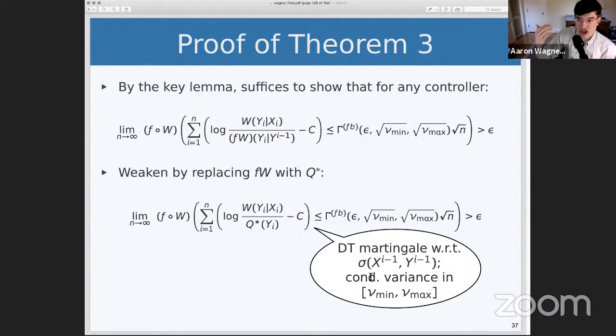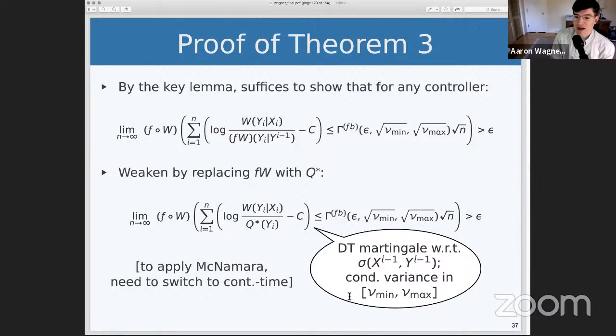So this is just like a discrete time version of McNamara's problem, right? It's a straight up discrete time version of McNamara's problem. We know the optimum controller for McNamara, so we should be done here, right? But there's a technical hitch, which is that McNamara characterized the optimum controller in continuous time, and this is a discrete time setup, right? Now we're interested in the limit as n goes to infinity, and there are convergence theorems that show convergence of discrete time random walks or discrete time martingales to continuous time diffusions.